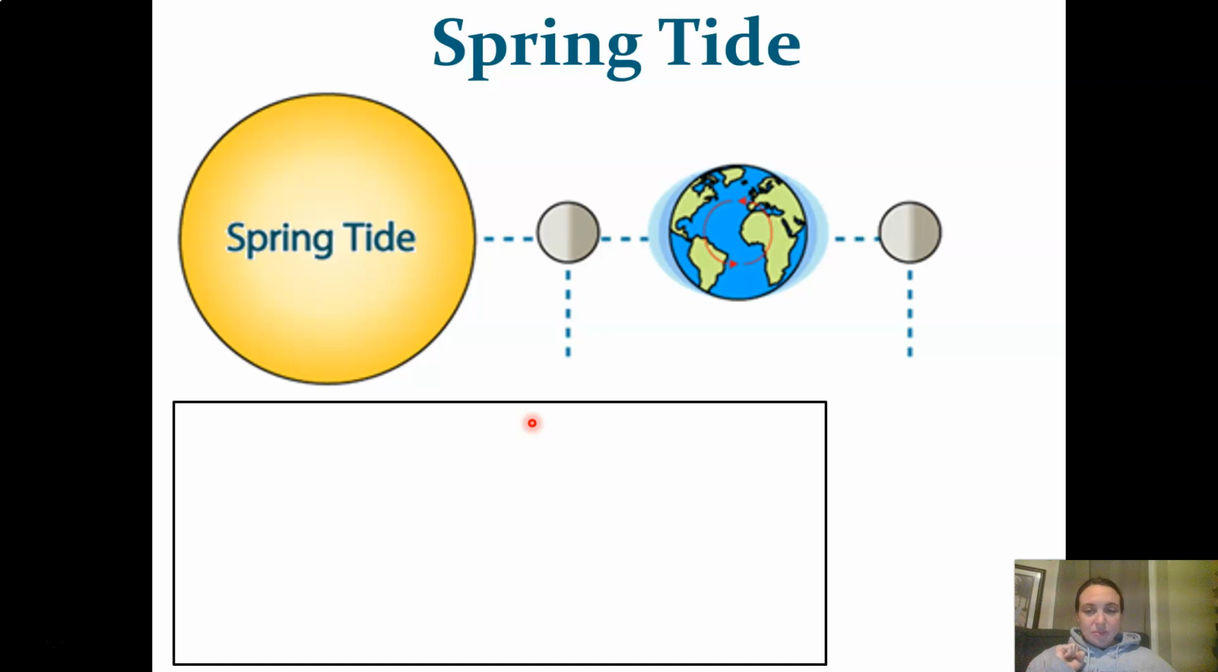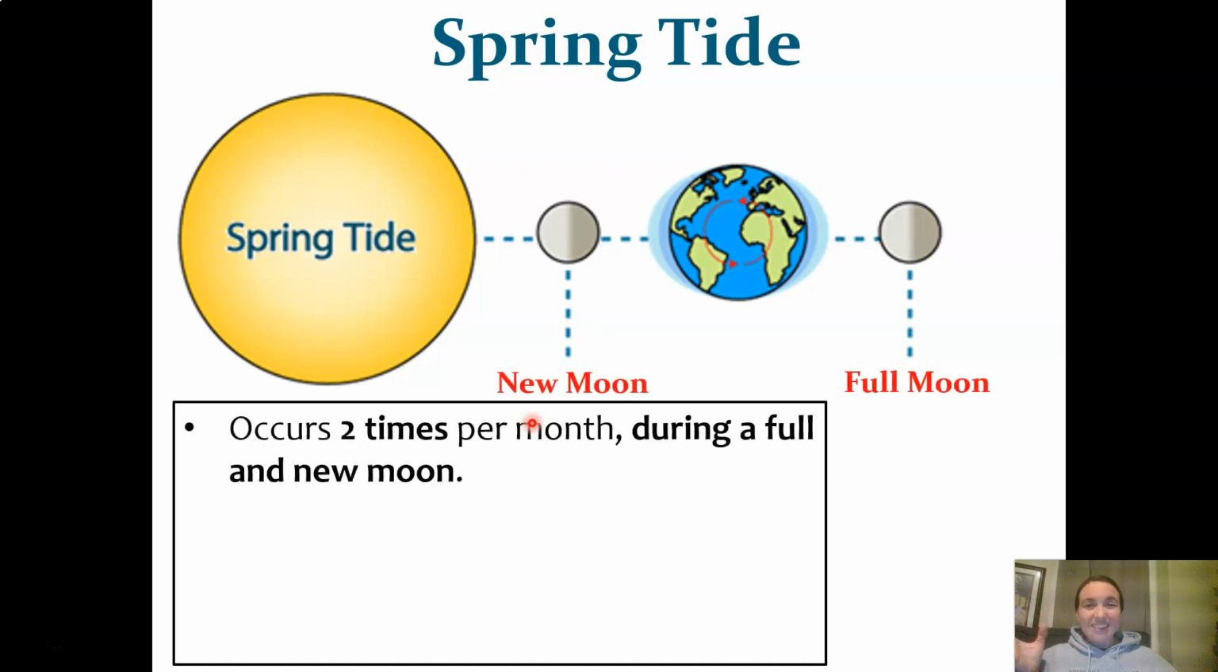So one of those types of tides that we talk about is the spring tide. It occurs 2 times per month during a full moon and a new moon. So as a quick review, a full moon is when the moon is on the other side of the Earth from the sun. So we see the light reflecting off the moon, and it looks like it's fully bright. It also happens on a new moon when the moon is between the sun and the Earth, so we see the shadowed side of the moon.